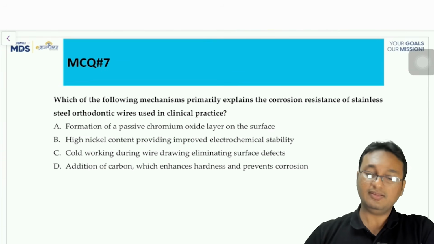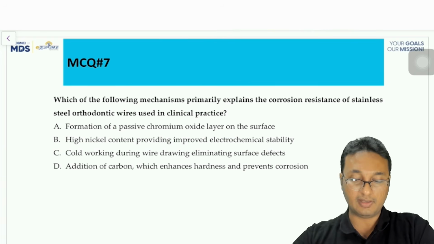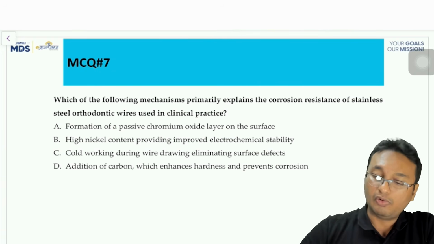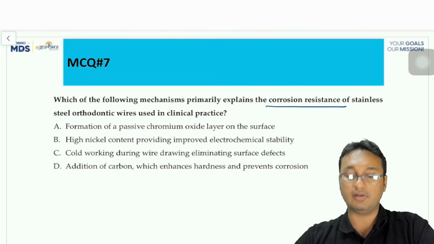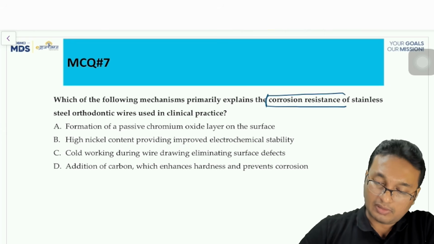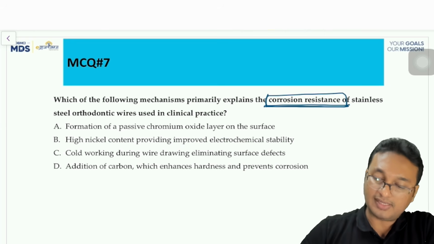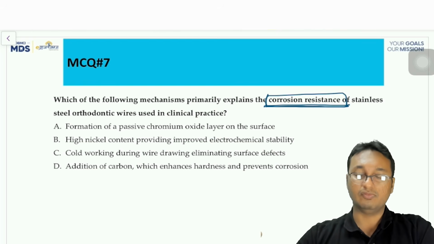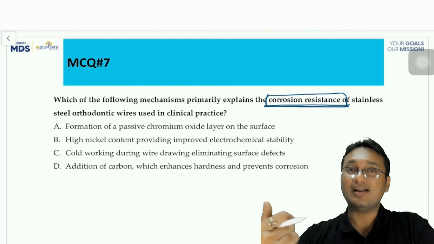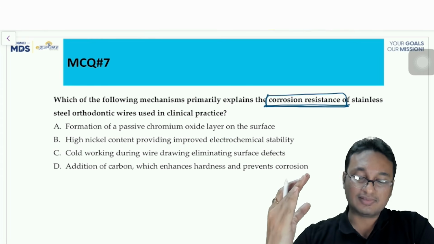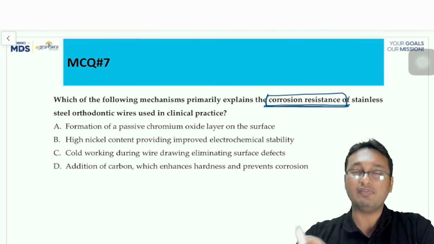Next, this is an interesting question. I'll explain in detail. Which of the following mechanisms primarily explains the corrosion resistance of stainless steel orthodontic wires used in clinical practice? The question is asking about the mechanism of corrosion resistance of stainless steel. Why is it called stainless steel? Stainless steel, the steel which is devoid of any stains, is stainless steel.